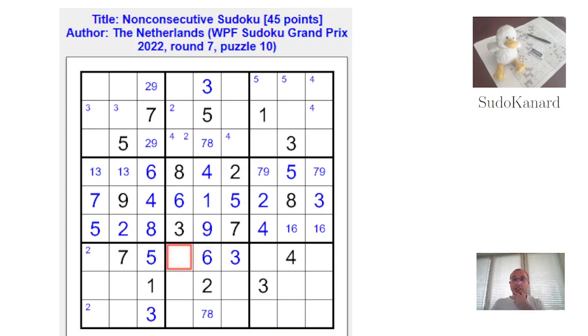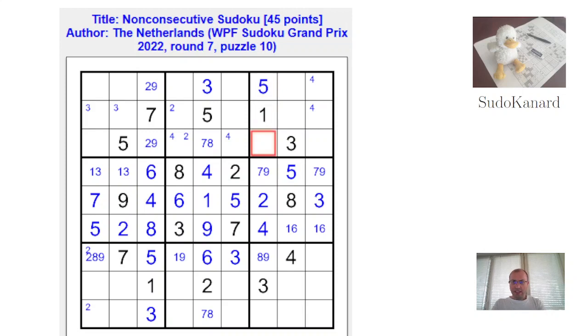On this row, we still need 1, 2, 8, and 9. That's not 8, that's not 2. 1, 2, that's 2, 8, or 9. That's not 2, that's not 1. And I don't see any restriction for this cell. Oh, this 5 eliminates this position for 5.